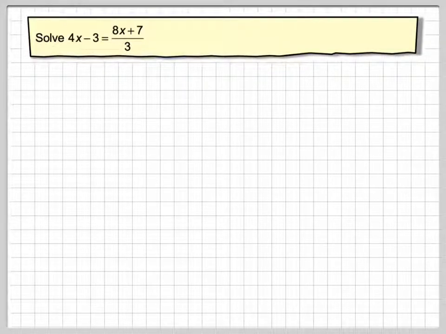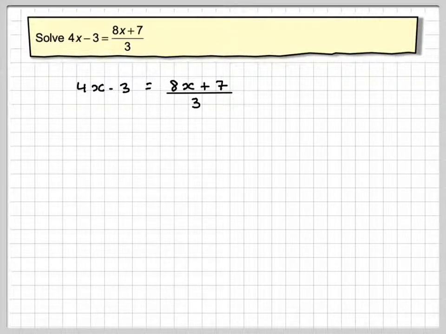Well, in this video, we're going to solve an equation with the unknown on both sides, and there is a fraction in the equation. So writing down the equation. Okay, what makes it difficult is this divided by 3 here. So what we need to do is to remove that by multiplying both sides by 3.